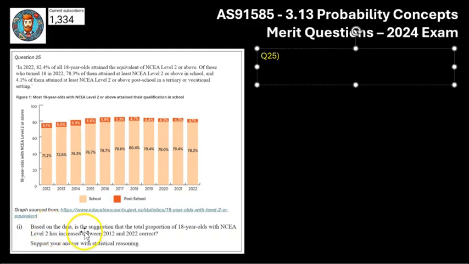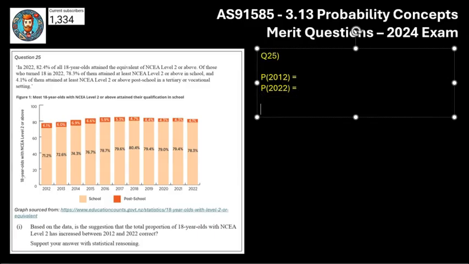The question we've got here is, based on the graph, is the suggestion that the total proportion of 18-year-olds with NCEA Level 2 has increased between 2012 and 2022. So I guess what we're going to do is calculate the two probabilities first. Let's find the 2012 probability, then the 2022 probability, and then we need to compare them. Because this is a merit question, there will need to be some kind of wordy element linked to context following that.